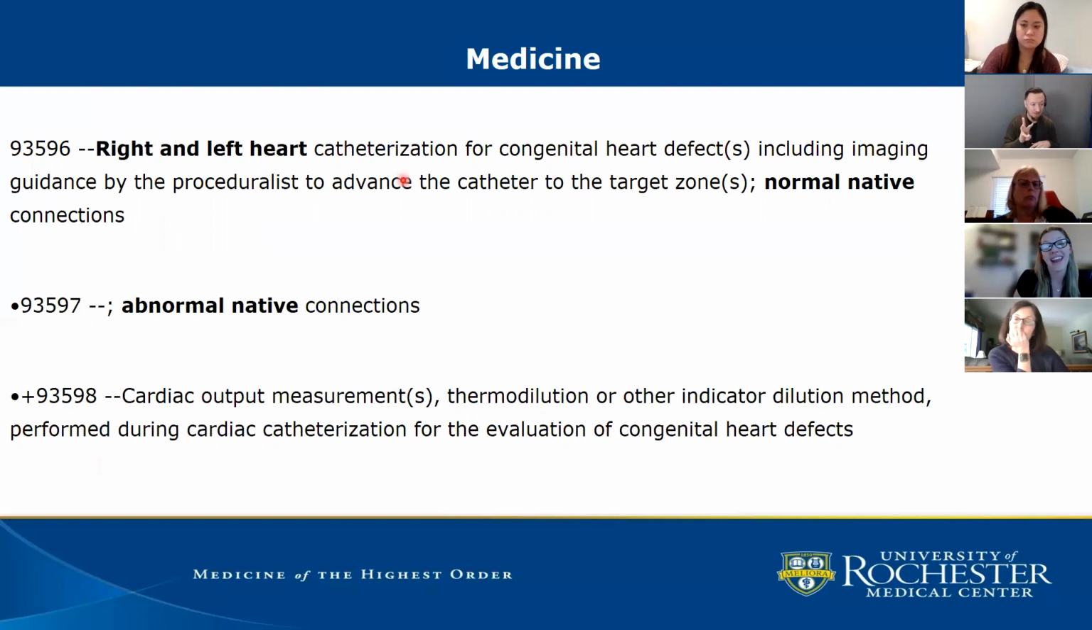93596, this is for right and left heart catheterization. That's for the normal native connections, and there's another code if they were abnormal. And then 93598 is an add-on code to the catheterization codes to measure the cardiac output.